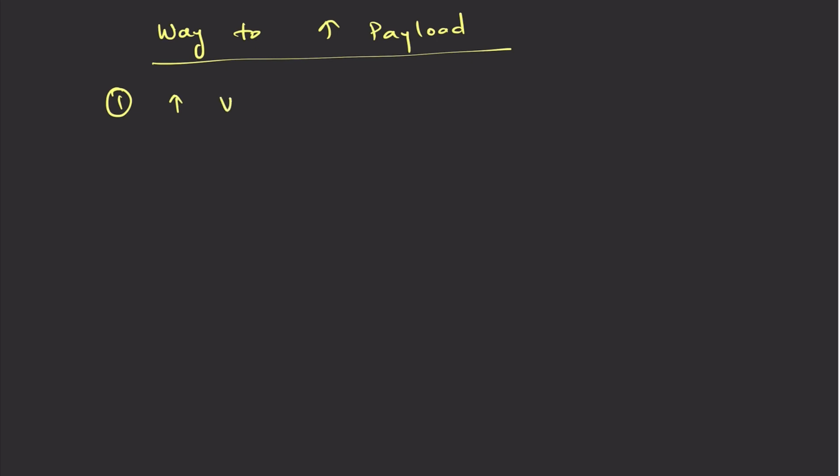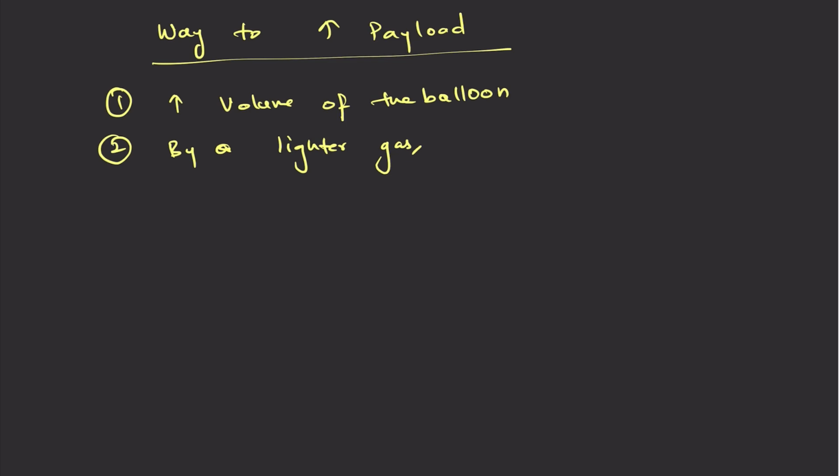Now let's look at ways to increase the payload. The first and the obvious method is somehow increasing the buoyant force. The buoyant force can be increased by increasing the volume of the balloon. That is the first way you can increase the payload. The second is we can take a lighter gas. By taking a lighter gas, you can get a much lower weight of the gas, which is pulling the balloon downward.